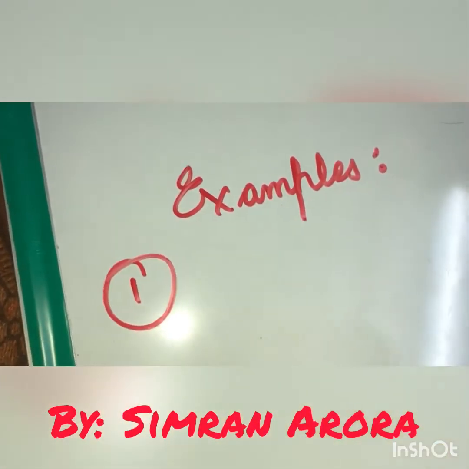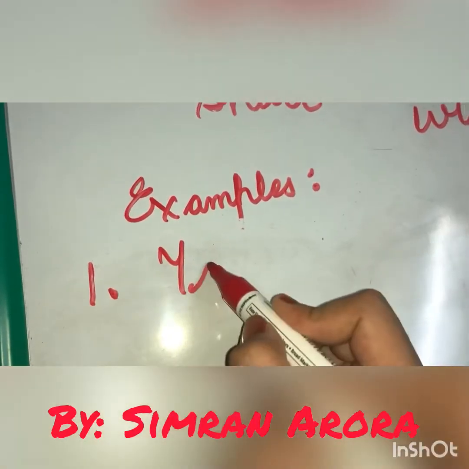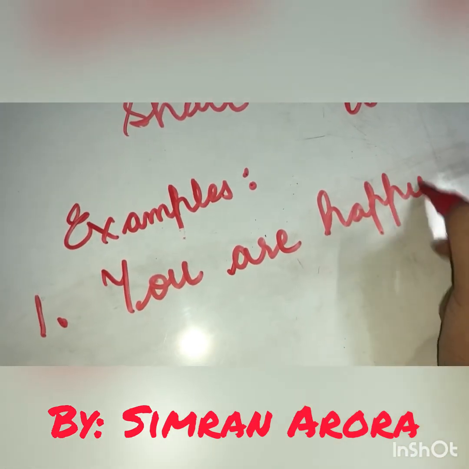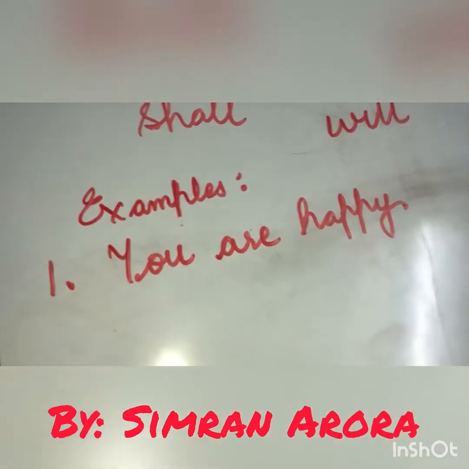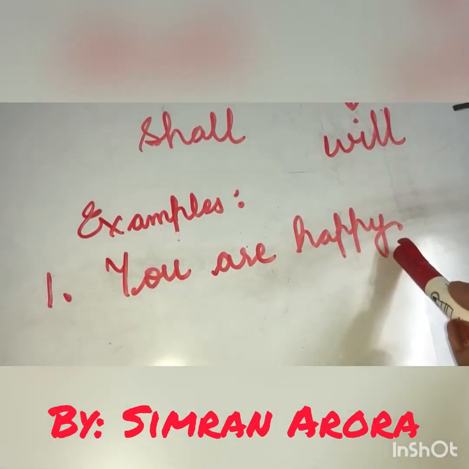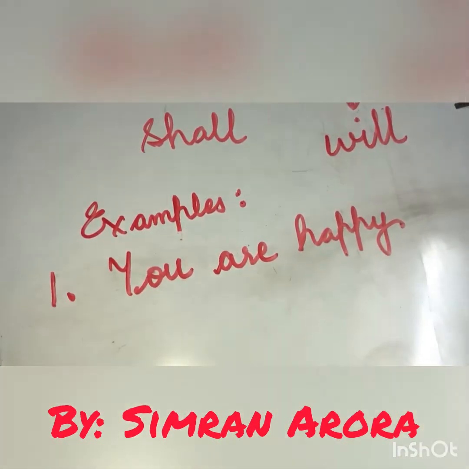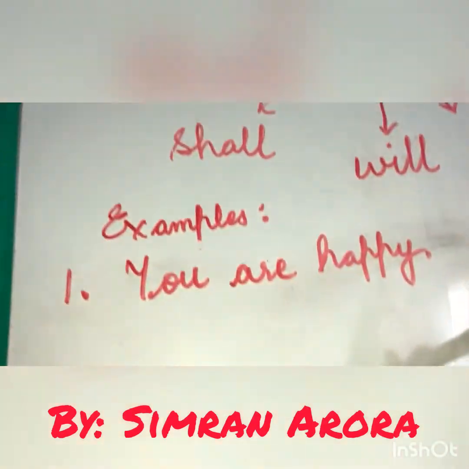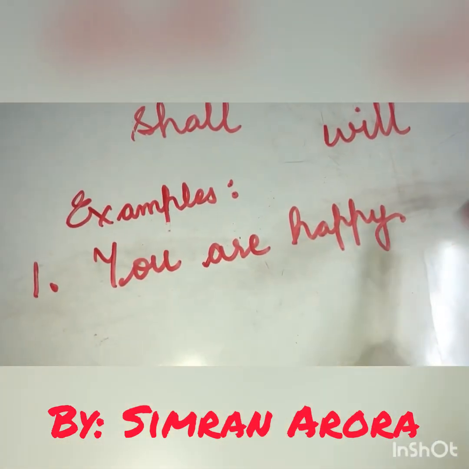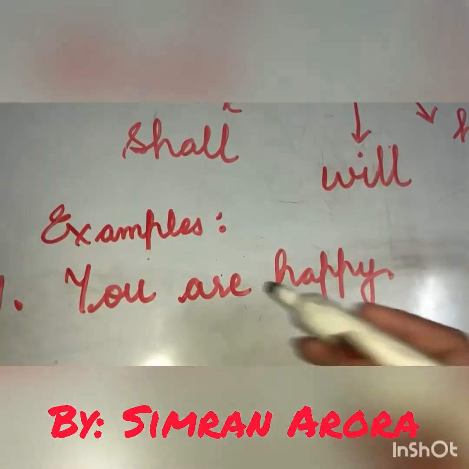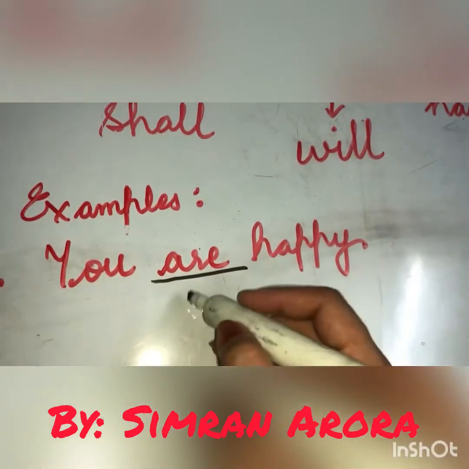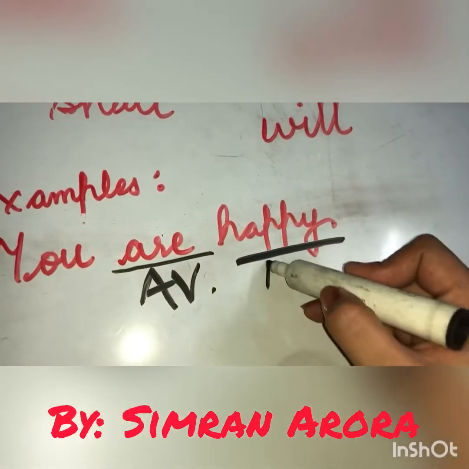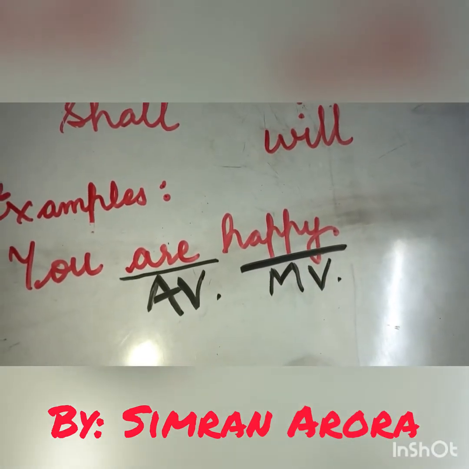First example is, you are happy. So in this sentence, you are happy, can you please help me in finding out the auxiliary verb? You can also take the help of this flow chart. Yes, in this sentence, are is an auxiliary verb. And happy is the main verb, which tells you about the action.